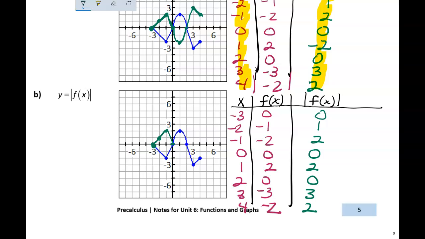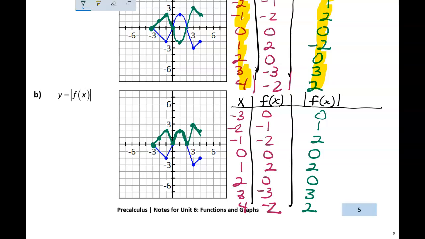This first part is looking much like what we saw above. The next part of the graph, 0, 0, 1, 2, and then 2, 0. So the graph for the next part was left alone. And then we have 3, 3, and 4, 2. The next part was reflected.